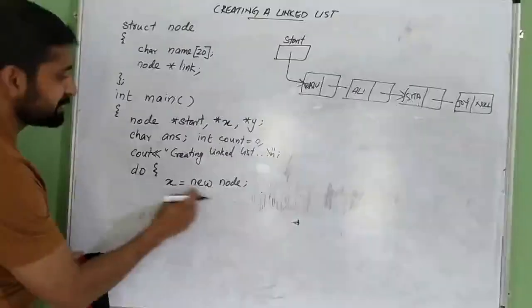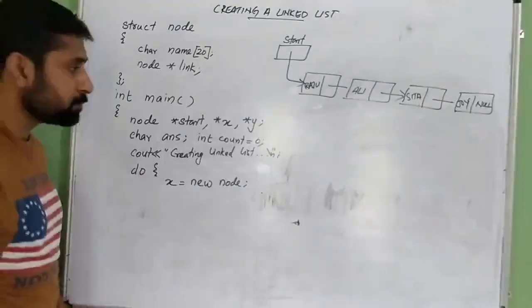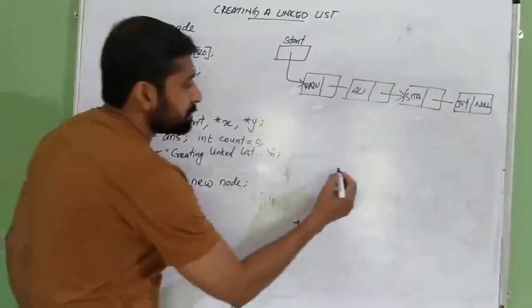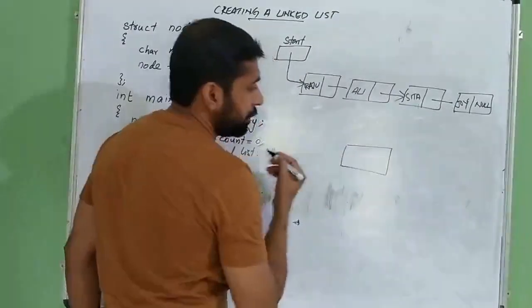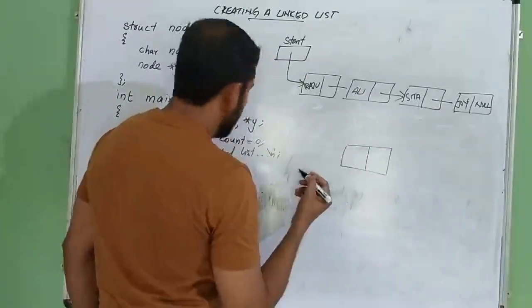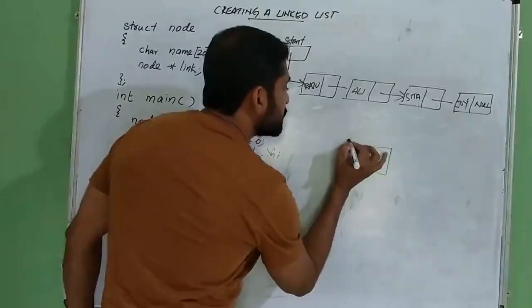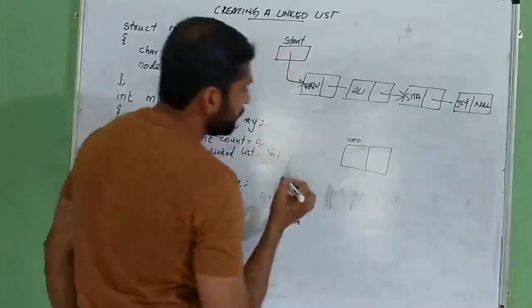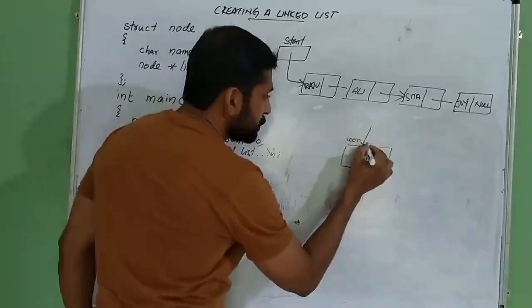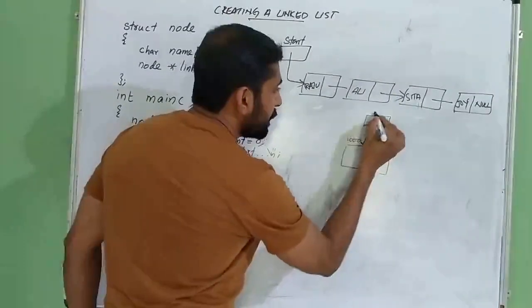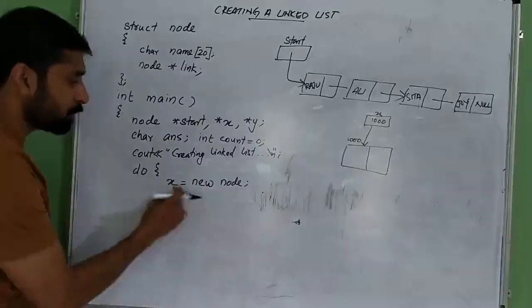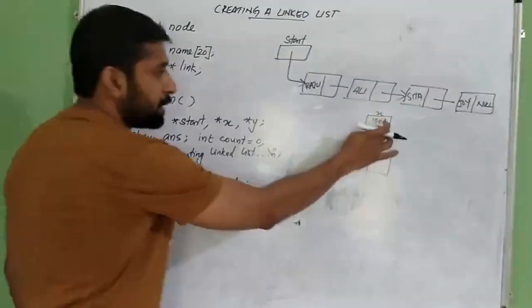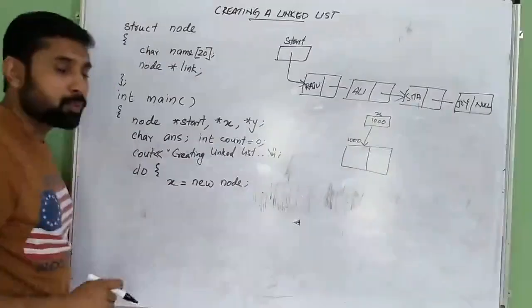So what is this statement for? This will create a node, and let its base address be 1000. It will be stored in a pointer x. So this will be the result of this statement, x equal to new node.